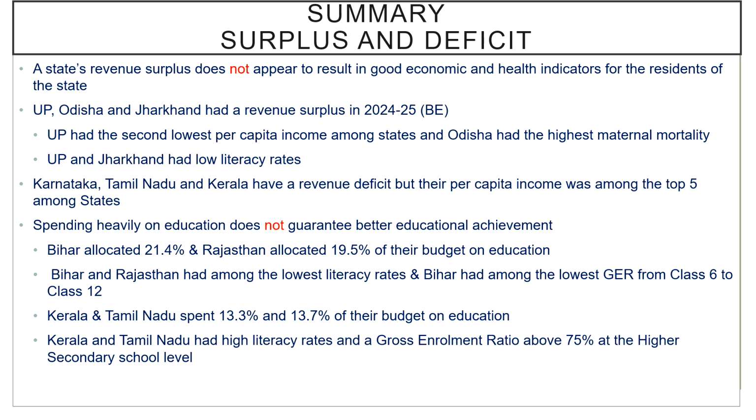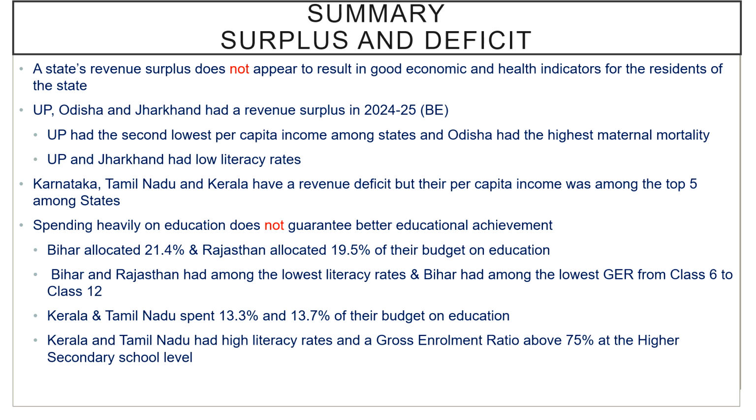Surplus and deficit. A state's revenue surplus does not appear to result in good economic and health indicators for the residents of the state. UP, Odisha, and Jharkhand had a revenue surplus in 2024-25 BE. UP had the second lowest per capita income among states, and Odisha had the highest maternal mortality. UP and Jharkhand had low literacy rates. Karnataka, Tamil Nadu, and Kerala had a revenue deficit, but their per capita income was among the top 5 among states. Spending heavily on education does not guarantee better educational achievement.